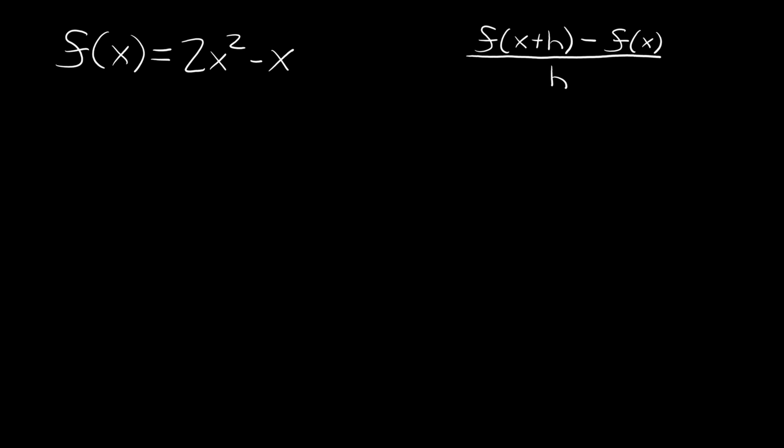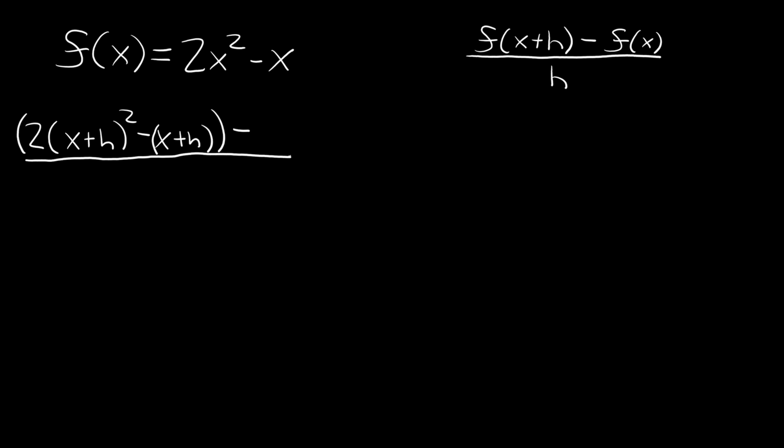Another problem, we'll have f of x equals 2x squared minus x. Then we have our definition. So step 1 will be plugging in x plus h everywhere we see x. So 2x plus h squared minus x plus h minus f of x, which is 2x squared minus x all over h.